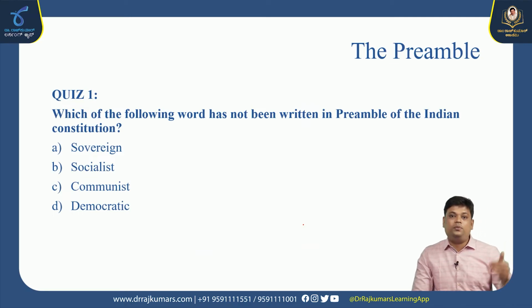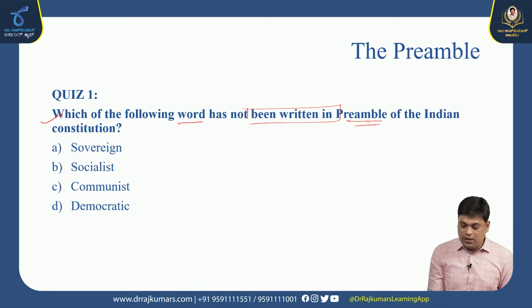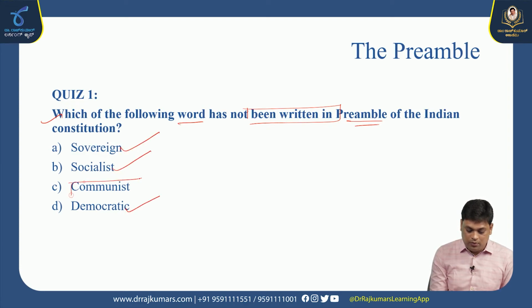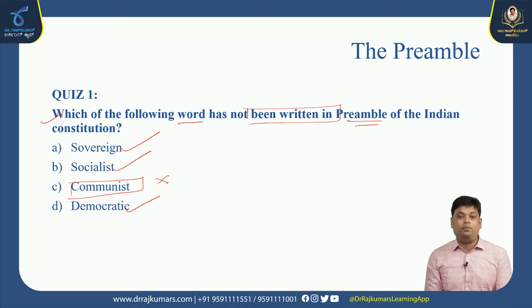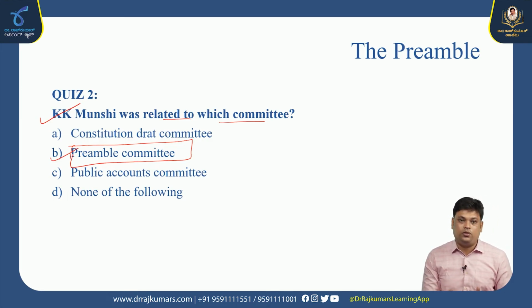Okay, so based on the points we will discuss a few questions. Which of the following words has not been written in the preamble of the Indian constitution? We have sovereign, socialist, democratic, but no word communist. So communist is not mentioned at all in your preamble of the constitution. K.M. Munshi was related to which committee? Preamble committee. And you can reverse this question also: the preamble committee was framed under whom? So K.M. Munshi.